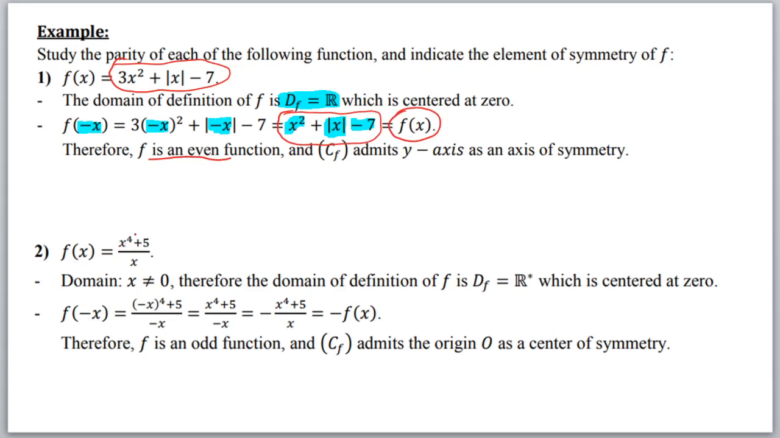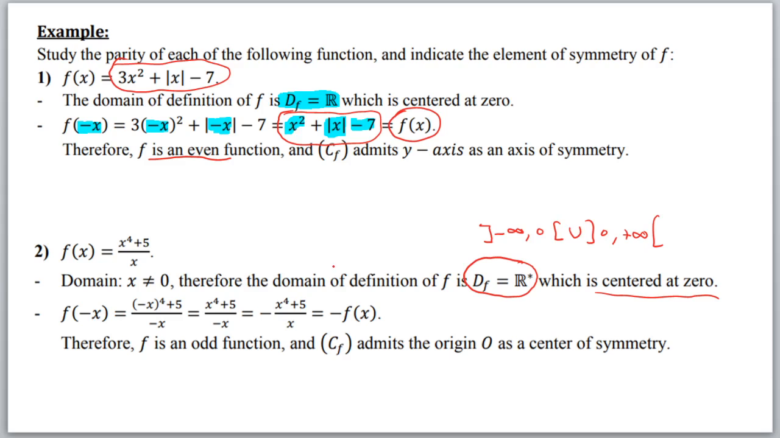خدوا هيدا الفانكشن x power 4 plus 5 على x. Domain: x is not 0. Therefore the domain of definition is R star. شو يعني R star؟ يعني كل ال R ما عدا 0. يعني فينا نكتبها لهيدي like this: minus infinity, 0 open, union 0, plus infinity. So the domain of definition is centered at 0 لأنه 0 is in the middle. شايفين؟ 0 not included بس هو in the middle، يعني هو بيقسمه نصين.